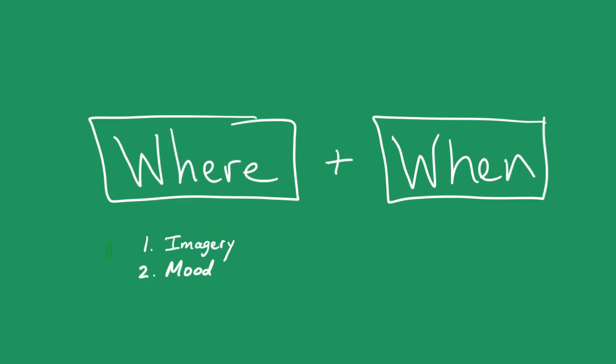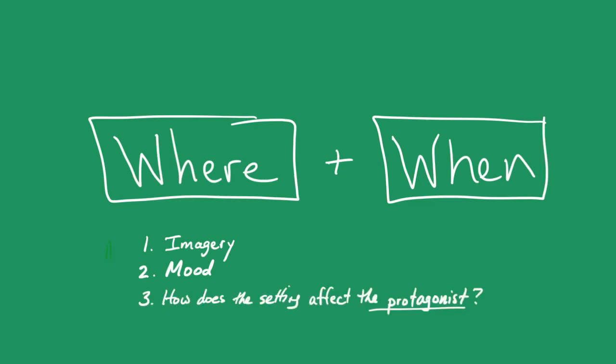Another way you can see an author using techniques to develop the setting is looking at how it affects the protagonist or other characters. If it affects the protagonist in a negative way, then it's probably a negative setting. And that's the way the author wants you to think about it.